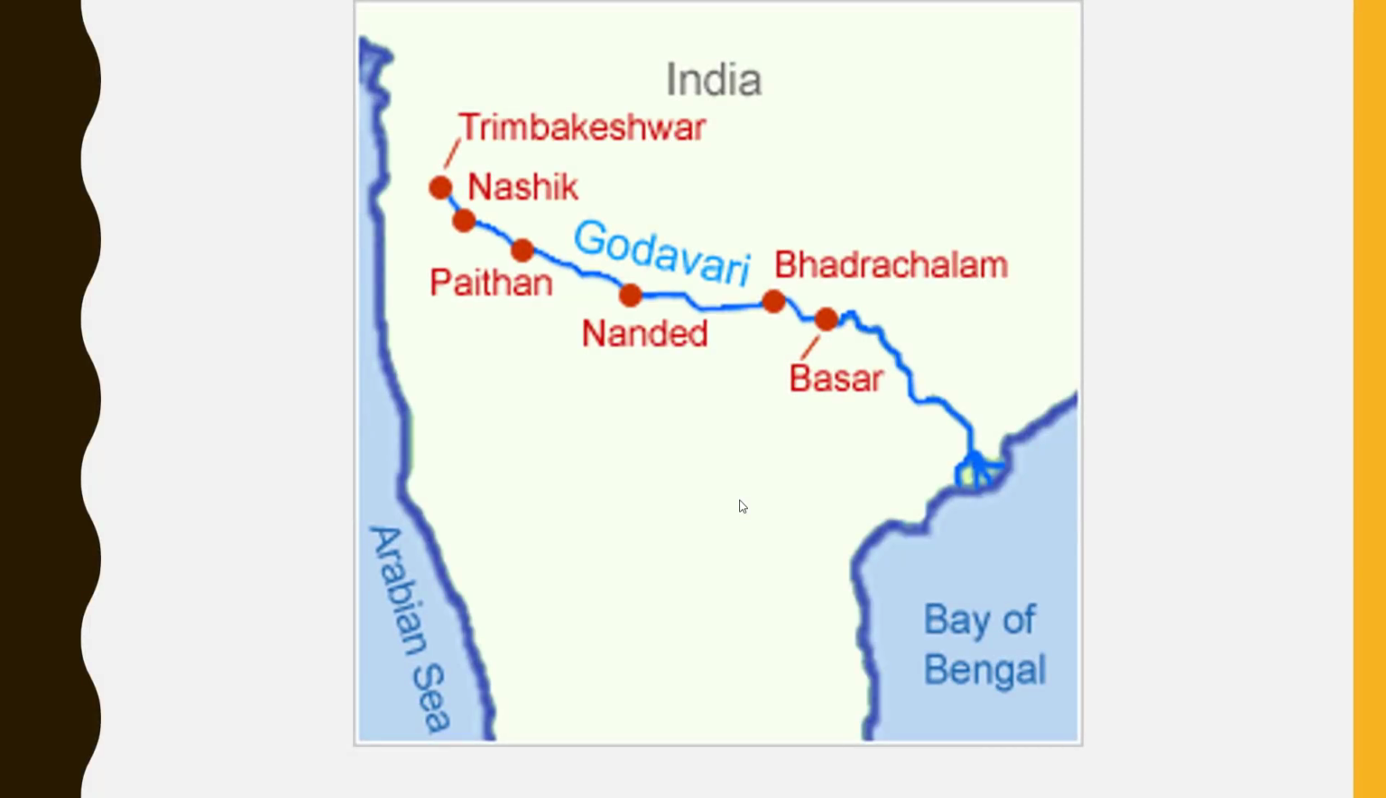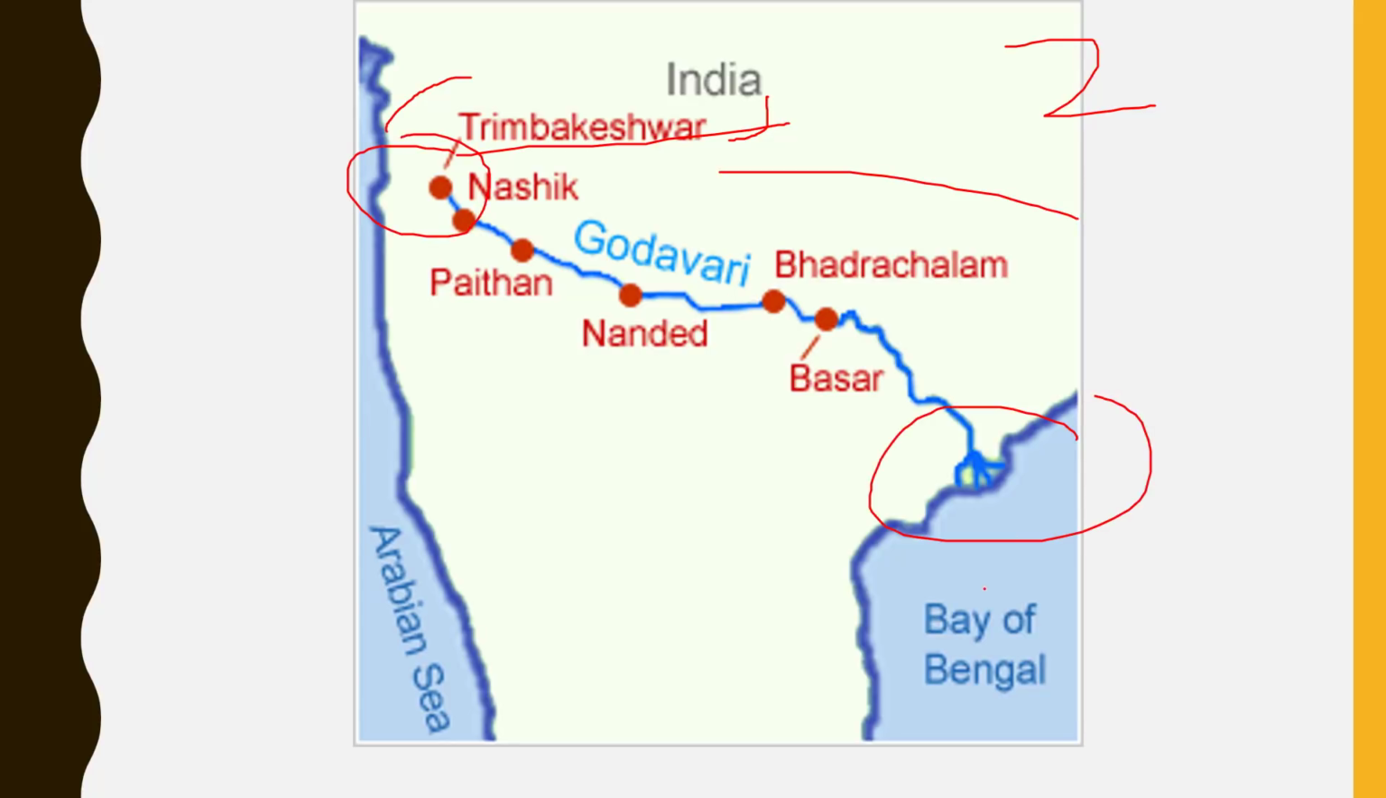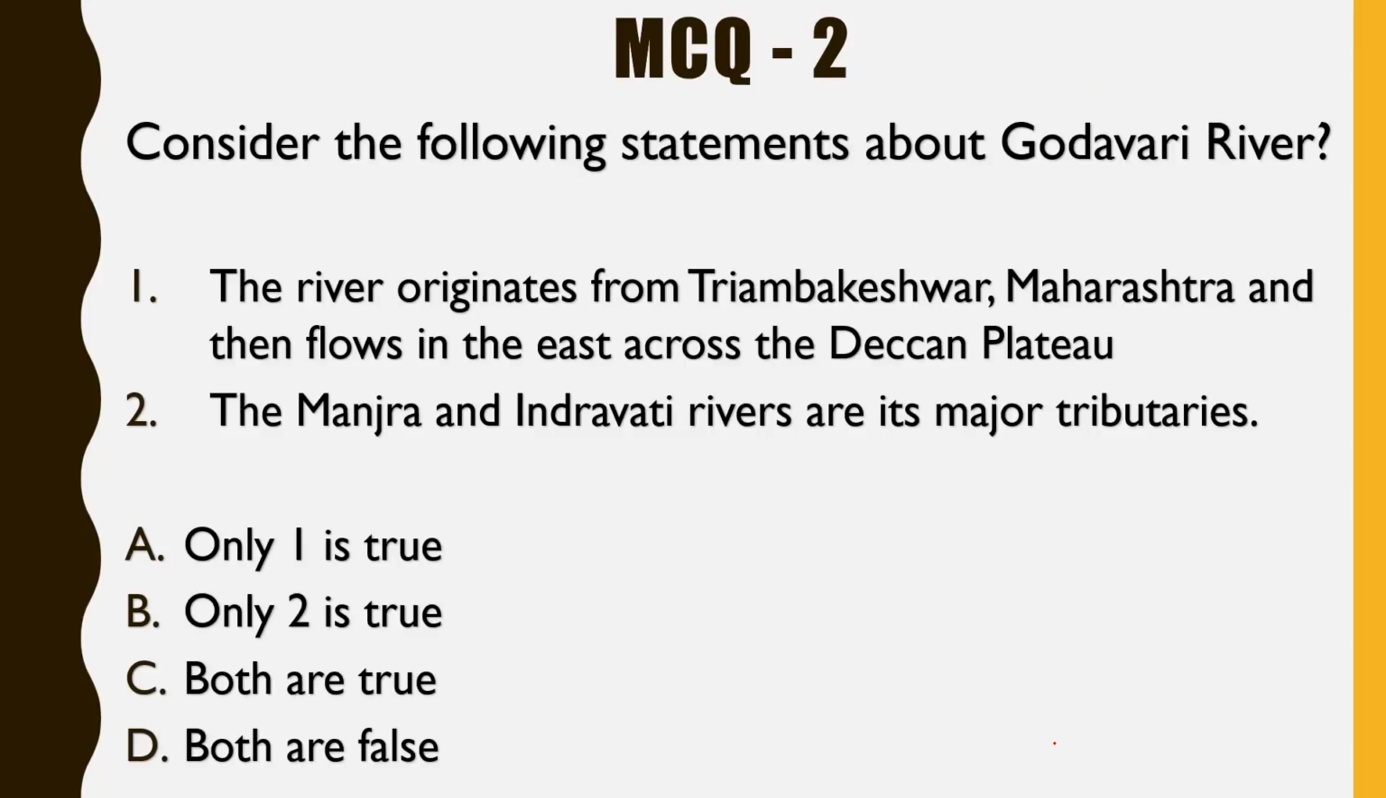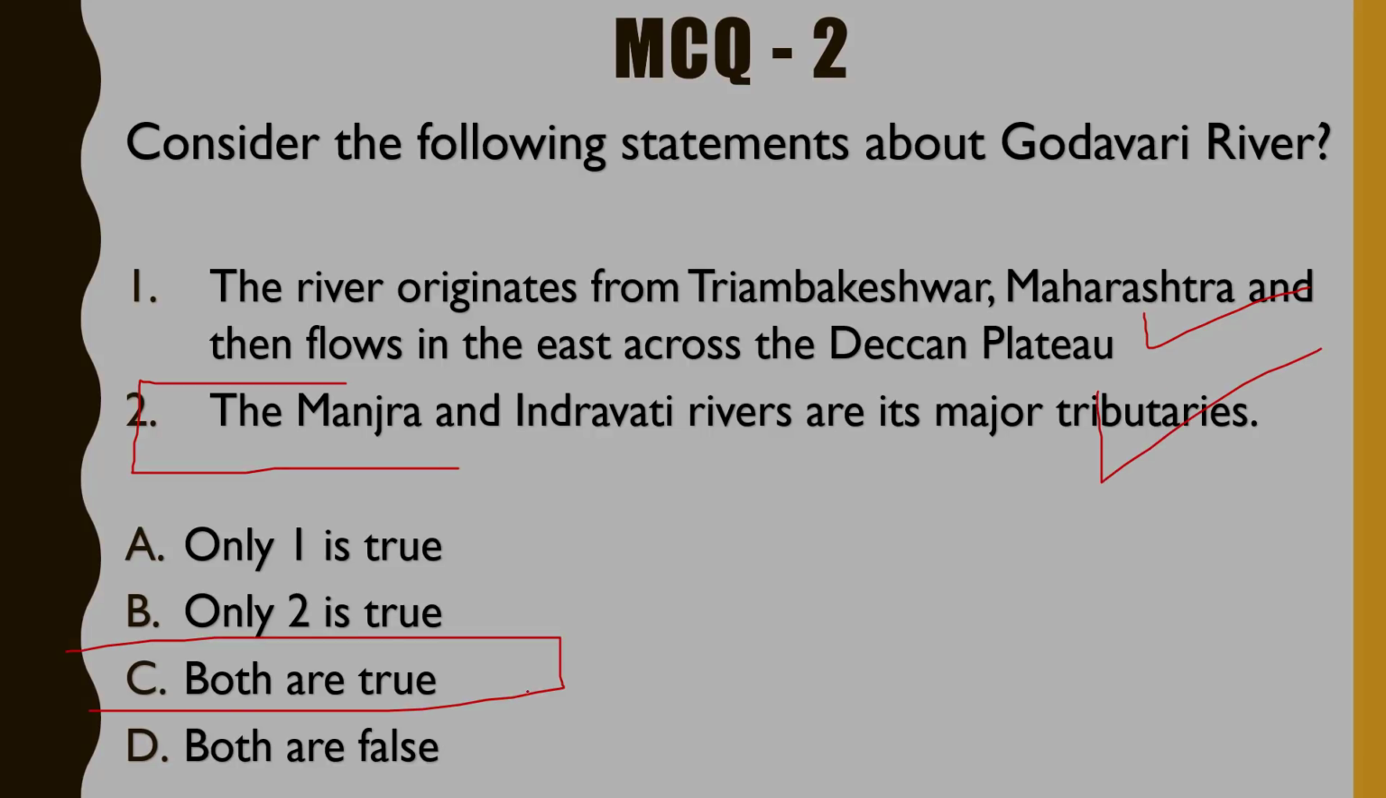Now this is a more subtle map, but it will give proper conceptual clarity. Godavari is the second longest river of India, of course after the Ganga river, and you can see it starts from Trimbakeshwar in Maharashtra, then flows eastwards. Alright, from the west it flows into the east in the Bay of Bengal. So our answer is, the first statement is absolutely correct. Now are Manjra and Indravati rivers important tributaries of the river Godavari? Well, they certainly are. So this statement is correct as well. Our answer is C. Both the statements are true.